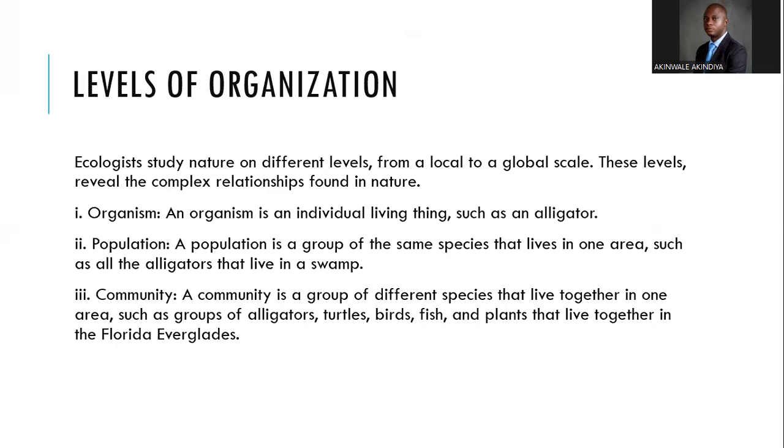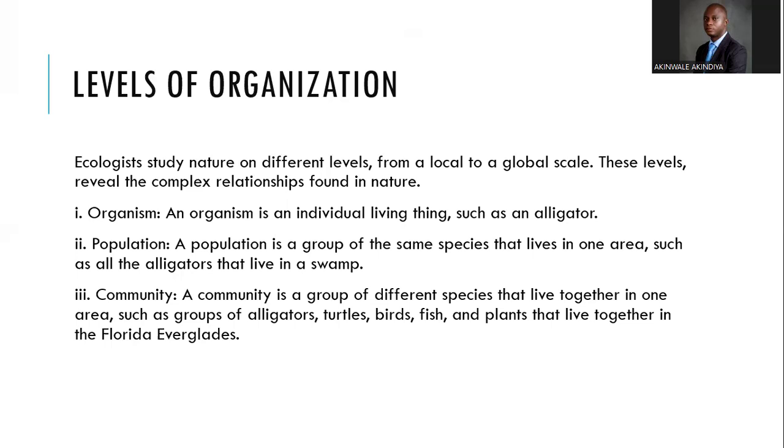All right. So, for example, organism, that is like a unit. An organism is an individual living thing, such as an alligator, a crocodile, a sheep, a goat. Then, from organism, we can have population, right? So, population now is a group of the same species that lives in one area. All right. So, all the alligators in a particular area, maybe in the swamp, for example, all the sharks in a particular ocean. That's a population.